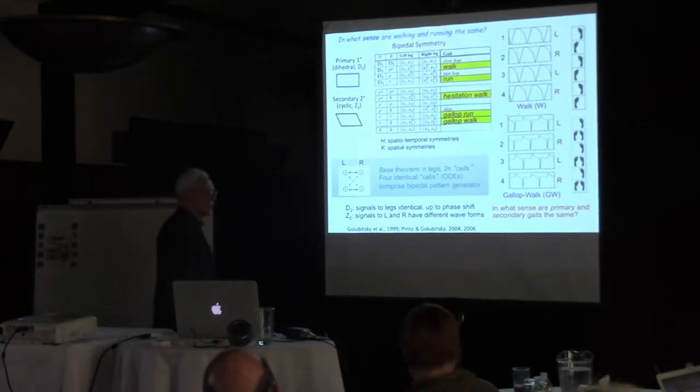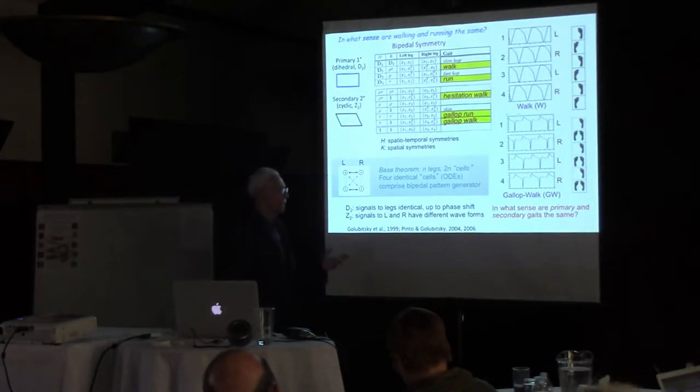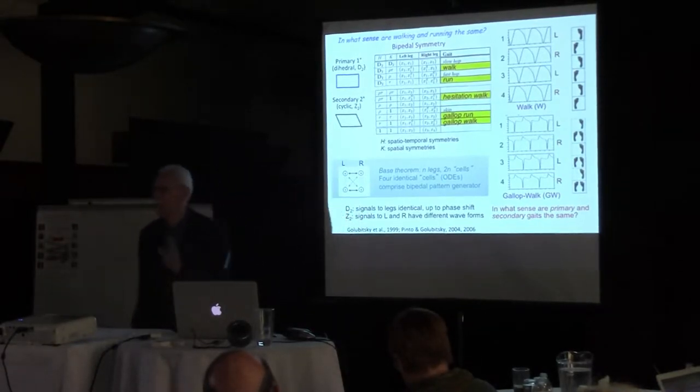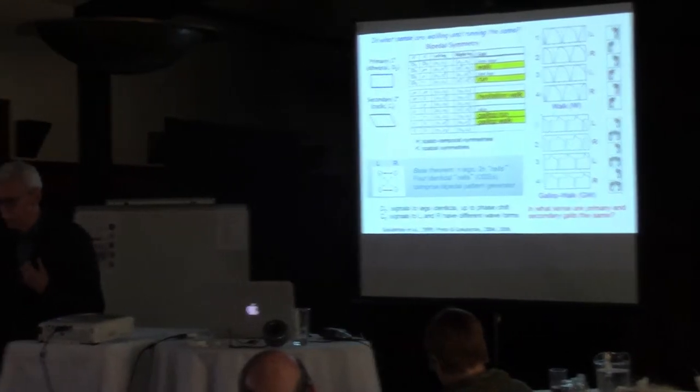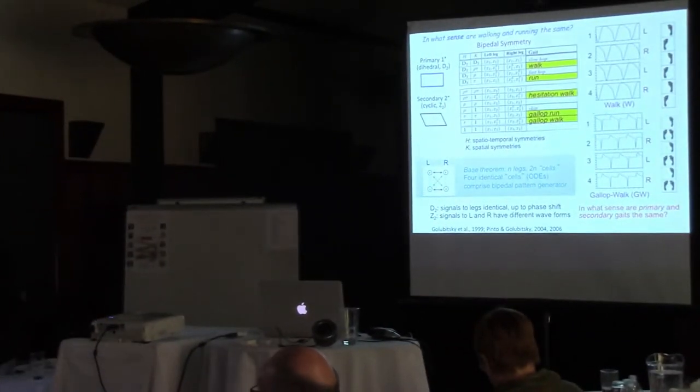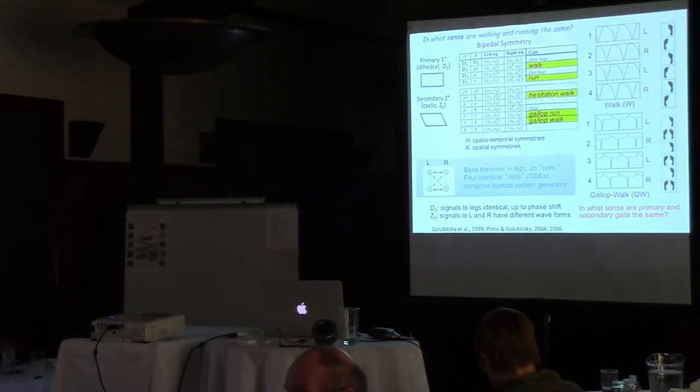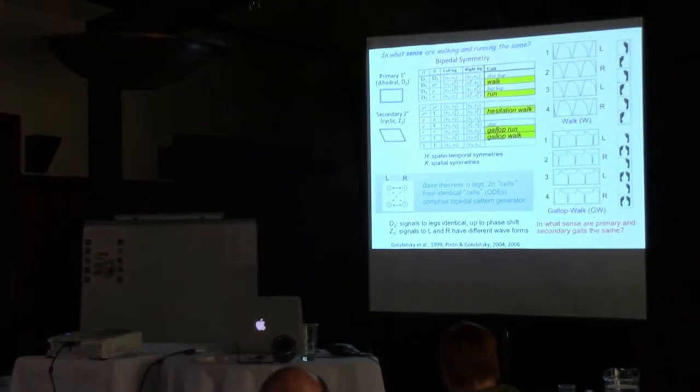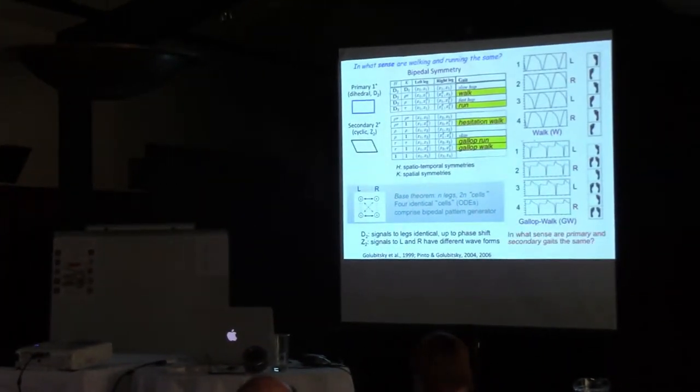In what sense are primary gaits the same? In what sense are primary and secondary gaits the same? What had I shown you to start with? I showed you an experiment where people do odometry by walking or they do it by running. The measure is the same in both cases. So we have the question, in what sense are primary and secondary gaits the same? What kind of odometer is the human odometer? The bigger question, the concept of measure and report system.